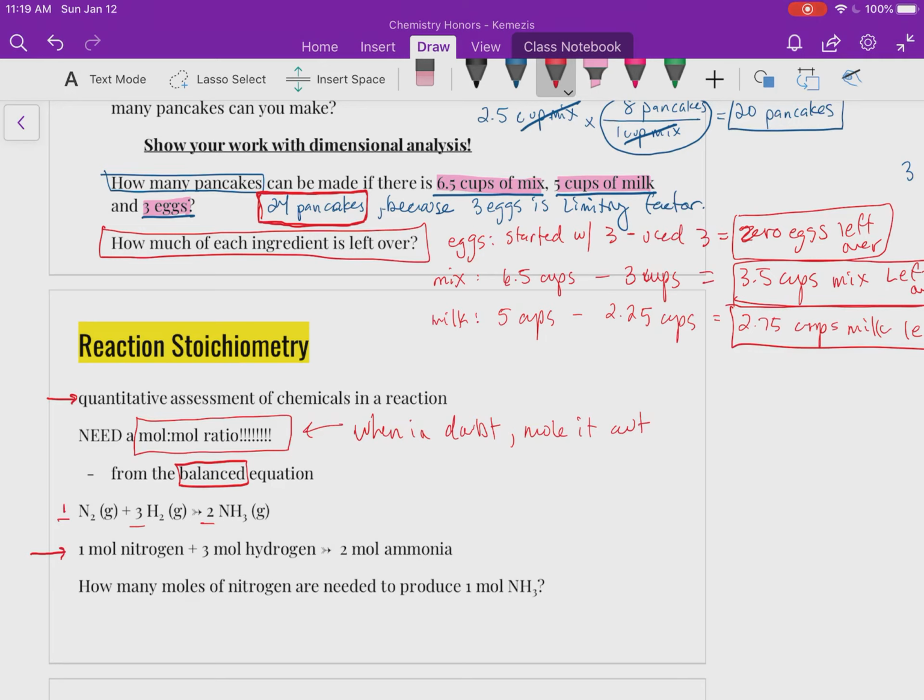No coefficient, we assume 1. So it means for every 1 mole of nitrogen, we need 3 moles of hydrogen to react, and we're going to make 2 moles of ammonia.